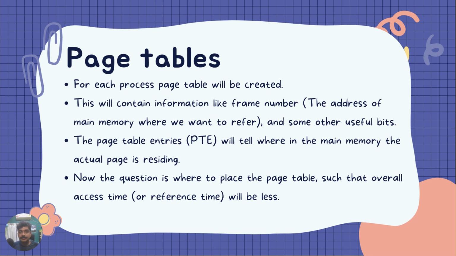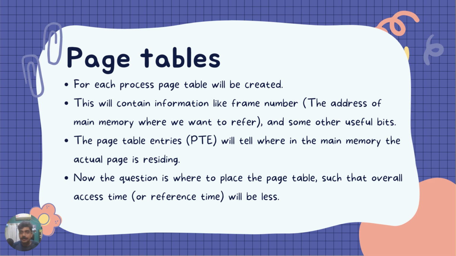So there is a page table for each process, and using this page table we will be able to retrieve the processes. This page table will contain information like the frame number. This will be the address of the main memory where we want to refer, and there will be some other useful bits also there. These useful bits may be like the parity bit, the valid invalid bit, the protection bit, or so on. The page table also has something called the page table entries, that are the information present in the page table, which tell us where in the main memory the page is actually residing.